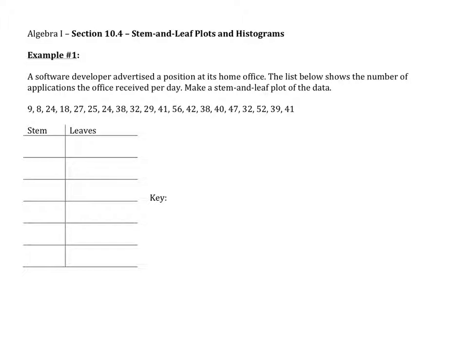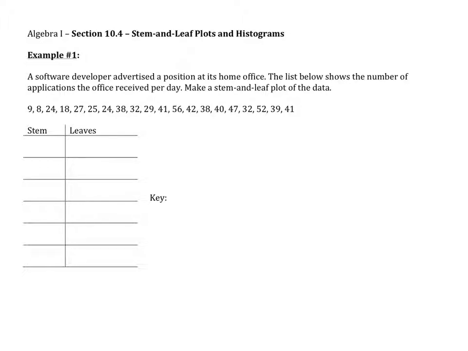So we have our data listed, and stem and leaf plots are just like this, where you put stems over here and leaves over here. Basically what we're going to do is split these numbers up so that, for instance, if I have 18, I would put a 1 over here and an 8 over here. If I had a 41, I'd put a 4 over here and a 1 over there.